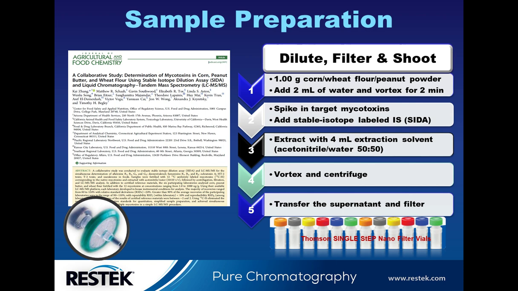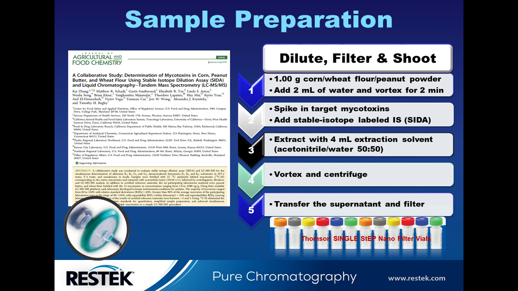So next, we will do a further in-depth analysis that starts with the sample prep. In this study, we used a quick dilute, filter, and shoot method according to Dr. Kai Zhang's publication. It could be a universal method. That means you can apply this method to multi-class mycotoxins in different matrices. And as you can see from the flowchart, it's very easy and straightforward.